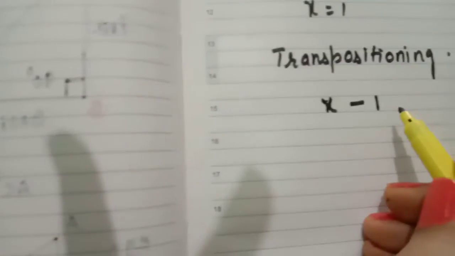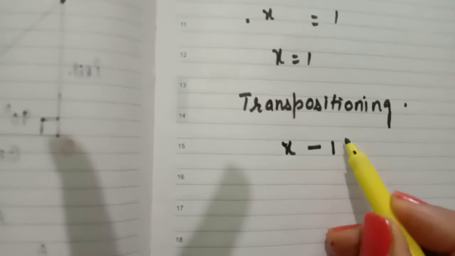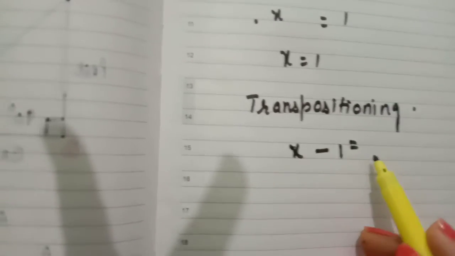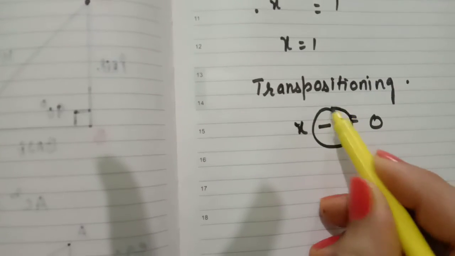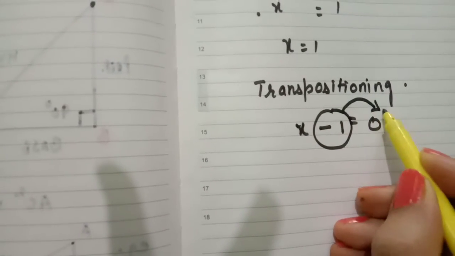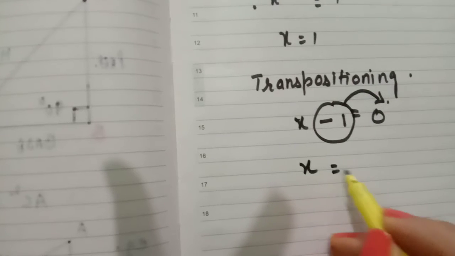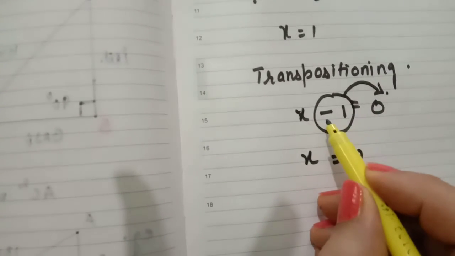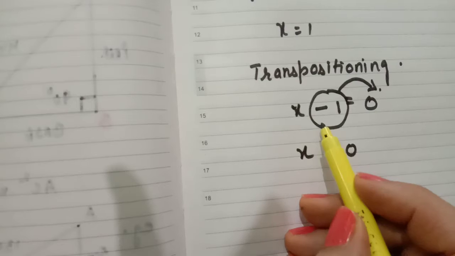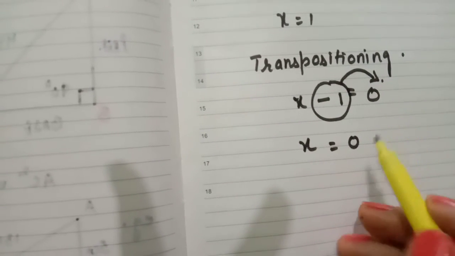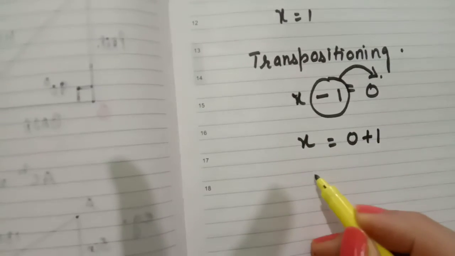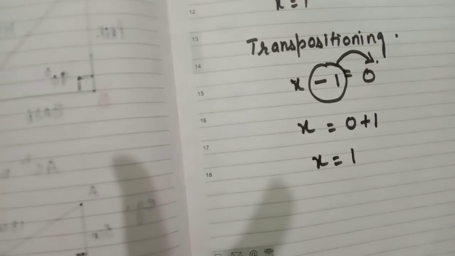So what are we going to do in this one? It's x minus 1 equals 0. So I am going to transpose this minus 1 to the other side, and when I transpose it to the other side, the sign in front of it will get changed. Here we are subtracting it on the left hand side. When it gets transposed to the other side, the number will get added. So x is equal to 1.